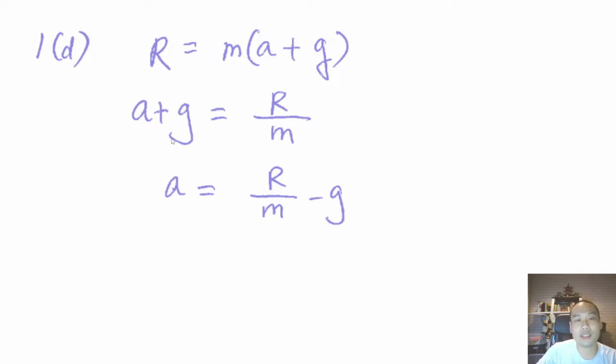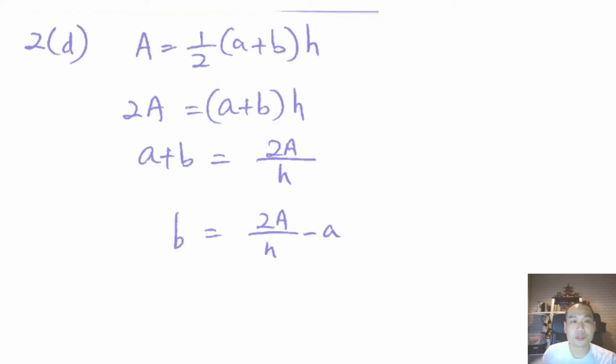So once we do that, then we just need to subtract G on both sides. So minus G on the left, minus G on the right. We have just A equals R over M minus G. Pretty straightforward question if you ask me, right? So the next one, 2D.